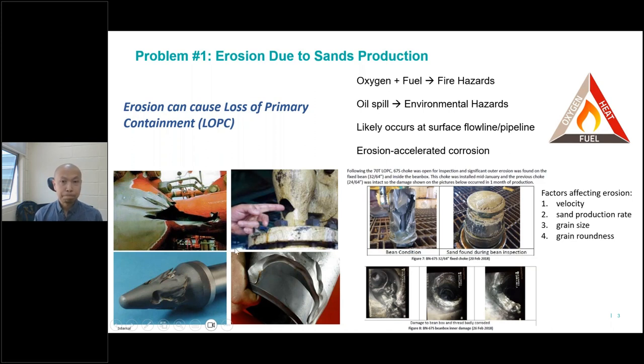I think most of you are familiar with the fire triangle. I can probably zoom in here.